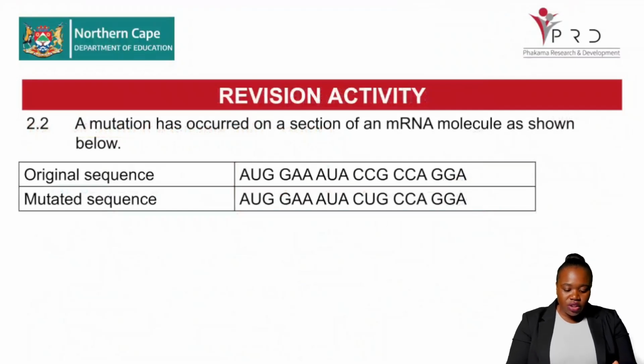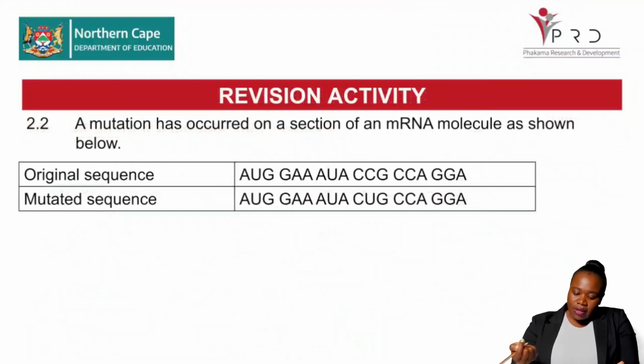All right, let's have a look at an activity on protein synthesis. It says here a mutation has occurred on a section of an mRNA molecule as shown below. We have the original sequence and we have the mutated sequence. It means that on the mutated sequence, we are expecting to see some change. Remember, when you're looking at the mutation, we're looking at a change that has occurred. Right now, let's find out what change has happened. So we can see here it's still the same, but here we have CCG and CUG. Everything else is still the same. So this is where the mutation has happened.